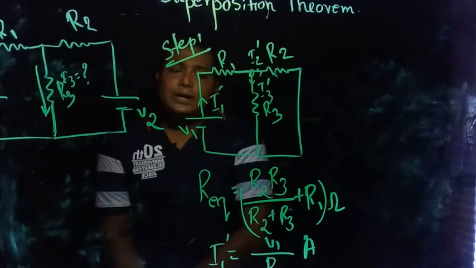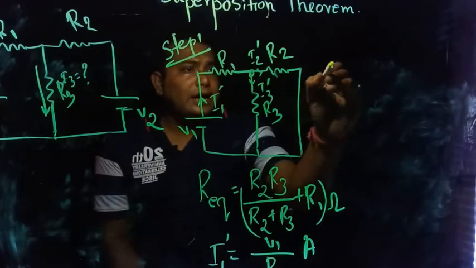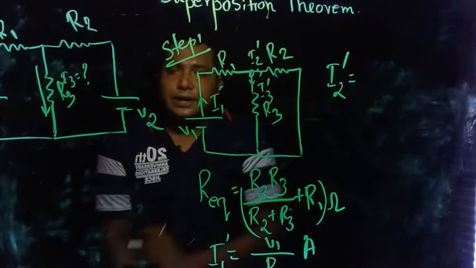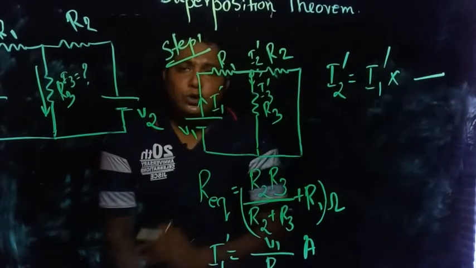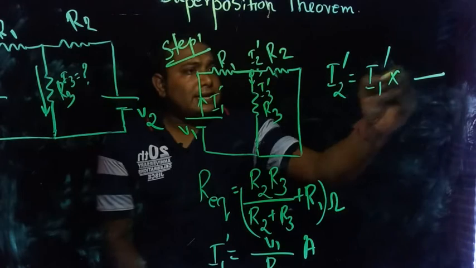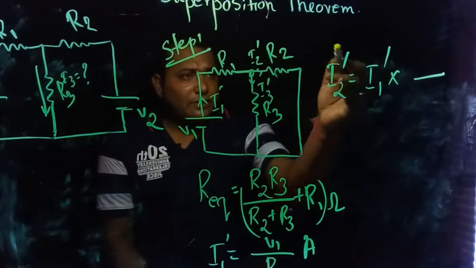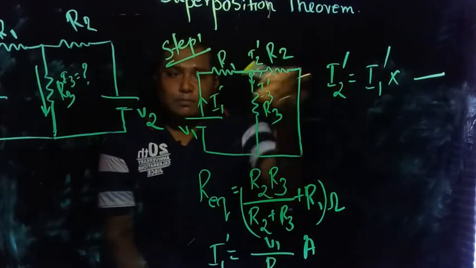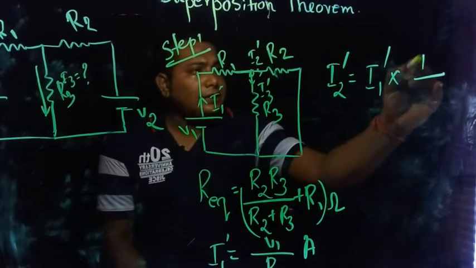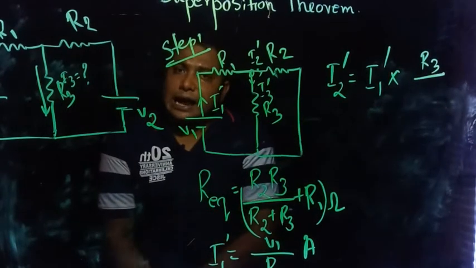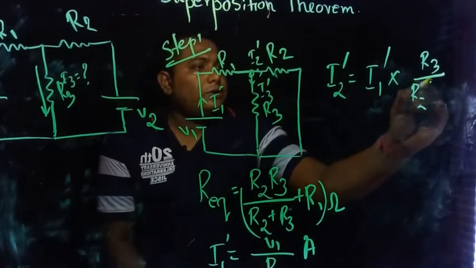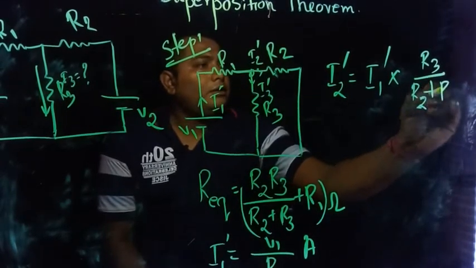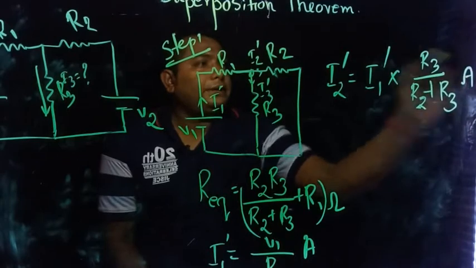So what is the current division rule? We know that I2 bar is equal to the total incoming current, that is I1 bar, into the opposite branch resistance. We are finding the I2 bar flowing through R2, and parallel to R2 is R3. So you have to write R3 by the summation of those two parallel resistances, that is R2 plus R3. This is in ampere, correct?